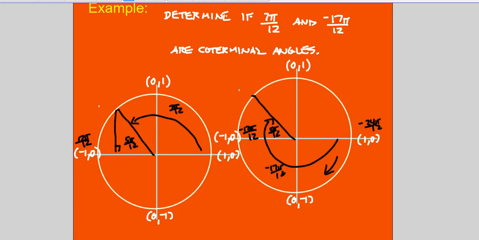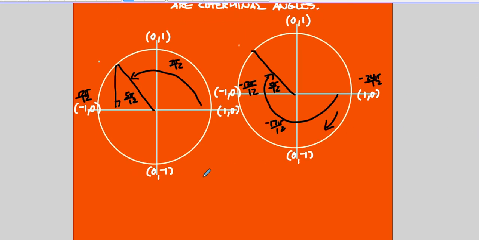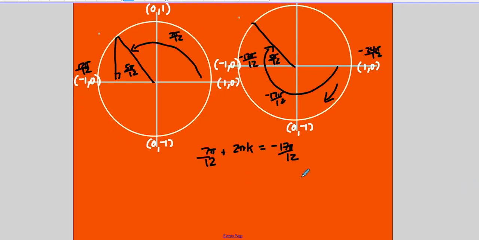But an easier way to do this would be to take either angle, and if they're coterminal, they're going to be some multiple of 2 pi. So I can write 7 pi over 12 plus 2 pi k equals negative 17 pi over 12. If in fact these are coterminal angles, k will have to be a positive or negative whole number. So let's solve this for k.